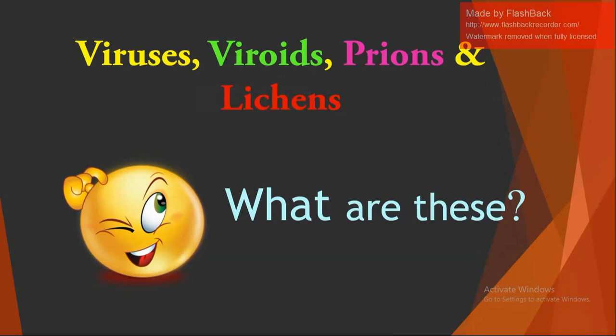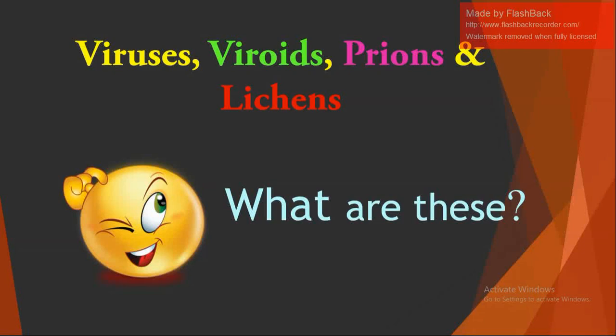Let us discuss today regarding some other group of microbes which are not considered under the five kingdom system of classification by R.H. Whittaker. We are going to discuss regarding the viruses, viroids, prions and lichens. Till the previous class, we were studying regarding the kingdom Monerans, Protista, Mycota, Plantae and Animalia.